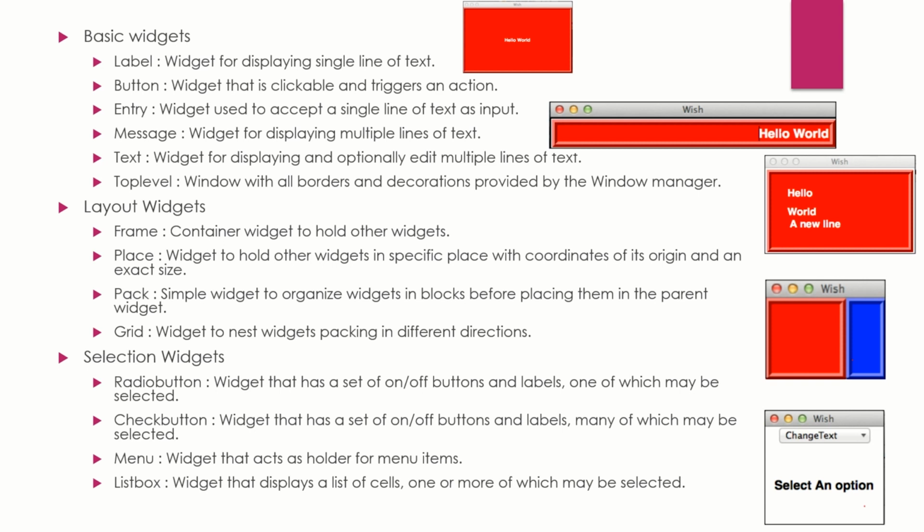We also have layout widgets, which are frame, place, pack, and grid. These layout widgets are used to place other widgets on screen. Some other widgets are selection widgets like radio button, check button, menu, list box. We will be using some of the mentioned widgets in our simple calculator.